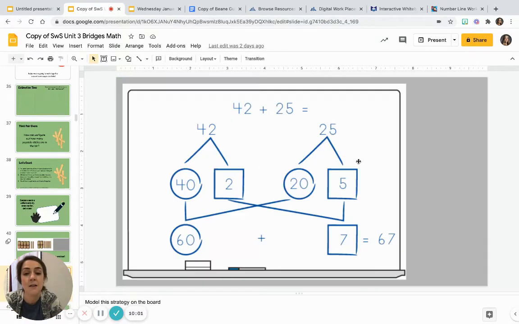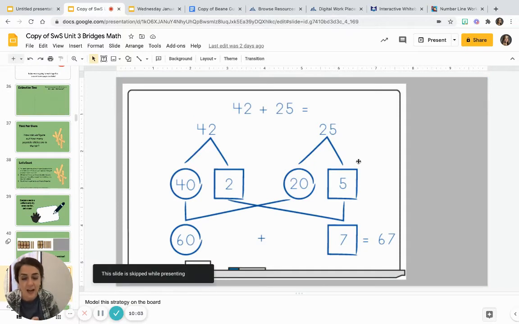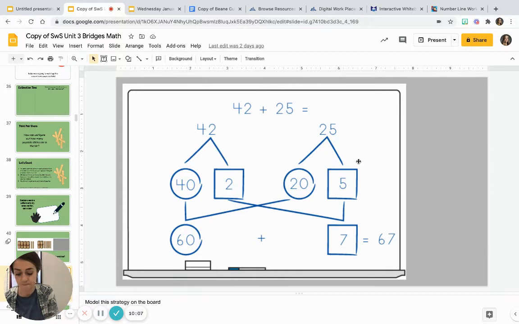Okay, so now let's talk about splitting. I'm going to add my addition sign, and I want to know what it equals. But instead of thinking like 42 plus 25, I'm going to split or think about pulling apart into expanded form each number. So the 4 in 42 stands for 40. So I'm going to pull it out.